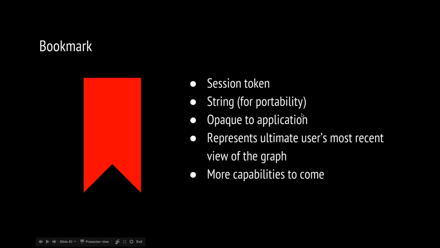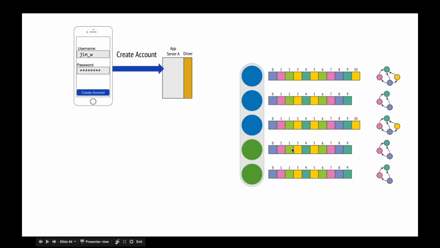And we use a technique called a bookmark to enable causal consistency to be effective, and that comes down to providing a session token, which is opaque to the application and represents the ultimate user's most recent view of the graph. That token may actually be evolved to support additional behaviors in the future, but currently what it represents is an understanding of the position in the transaction stream for a particular user.